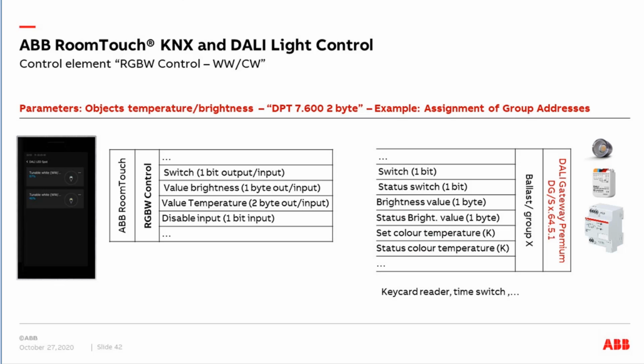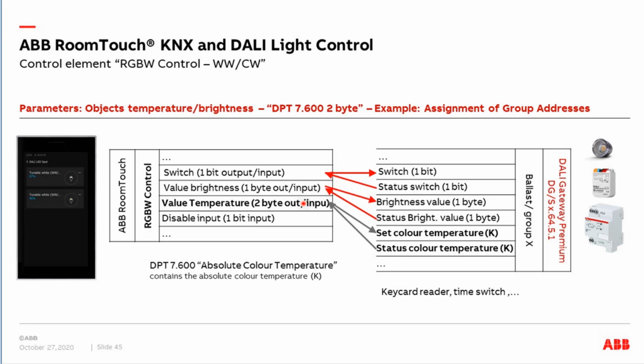Good, then let's start. We create the first two group addresses. One is for switching on and off our ballast or our group, and another group address is to send back the status to this object. In our RoomTouch we have a common object for sending and also for status. Then another group address for the value brightness from the RoomTouch to our DALI gateway, and a group address for the status brightness back to our RoomTouch. And another group address for the value of the color temperature to the DALI gateway, to the object set color temperature, and also the status back to the object.